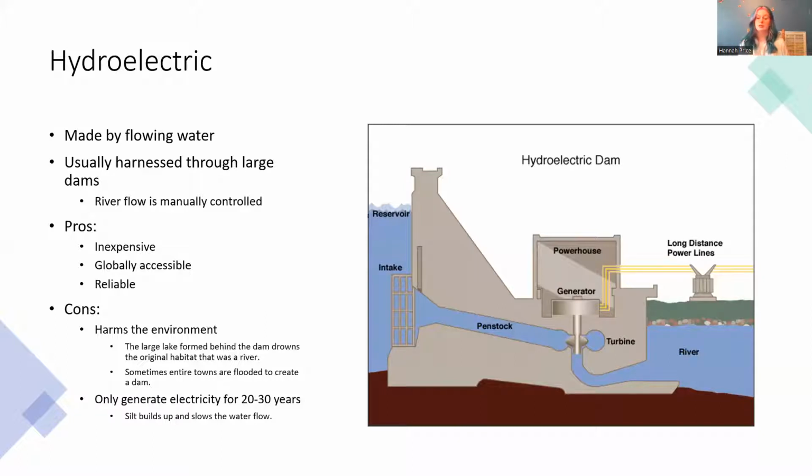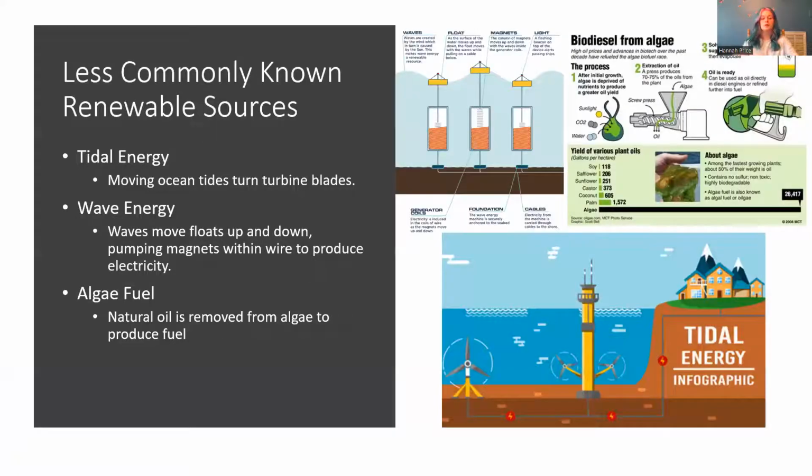The large lake, which is called a reservoir, that forms behind the dam drowns the original habitat. And it can sometimes even flood entire towns in which people are forced to move out of their homes. It also only generates electricity for 20 to 30 years because silt from the riverbed builds up and slows the water flow. Less commonly known renewable resources are tidal energy, wave energy, and algae fuel.